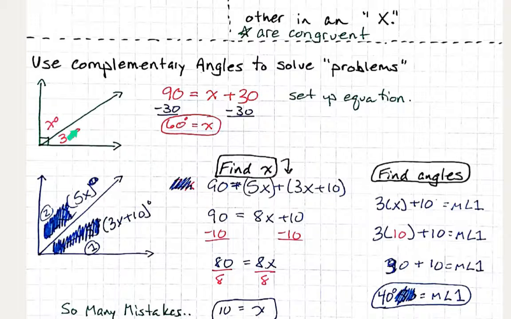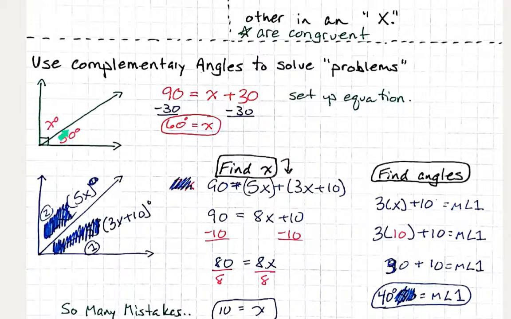Anyways, so I've got two angles. They are complementary. They add up to 90 degrees. One's a 30-degree angle. One is a who-knows-what degree angle. So we set up an equation and we say that the unknown angle plus the 30-degree angle equals the 90-degree angle. Then we subtract 30 from each side and we get 60 degrees.